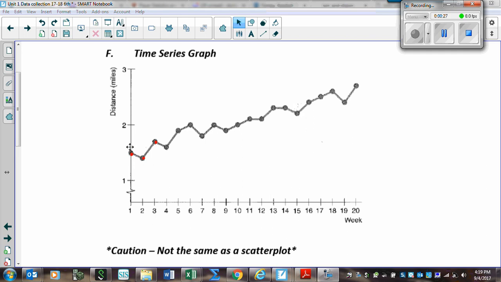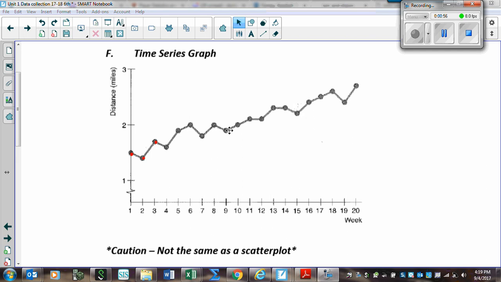So if we're tracking this, we can see that we swam about 1.5 miles in week 1, and in week 2 we swam about 1.4 miles, but a little bit more. And then here finally in week 20 we were swimming about 2.5 miles in that week. Okay, and so in this time series graph, you could either have left them as individual dots without the connectors, or like it's showing here, you could connect the dots.